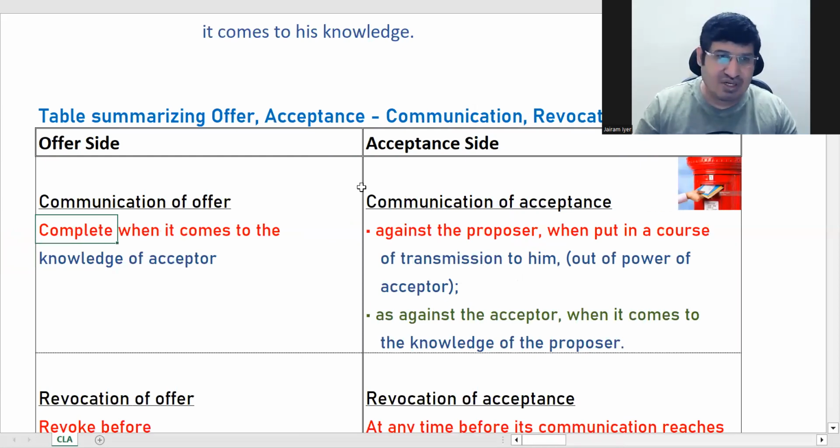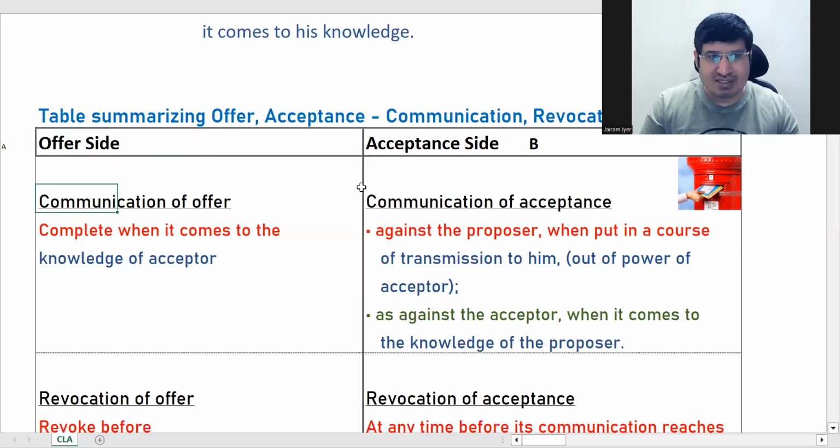Now you can see the first thing is, this is your offer side, this is A, and this is your acceptance side, this is B. Now, first thing is communication of offer. When is it complete? It is complete when it comes to the knowledge of the acceptor.